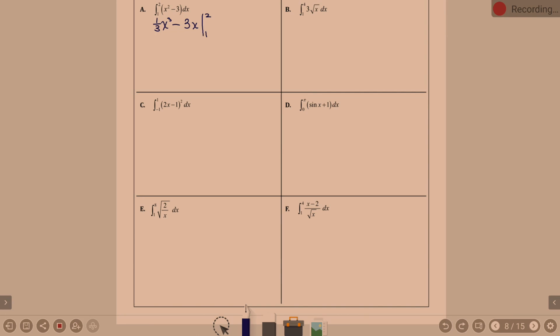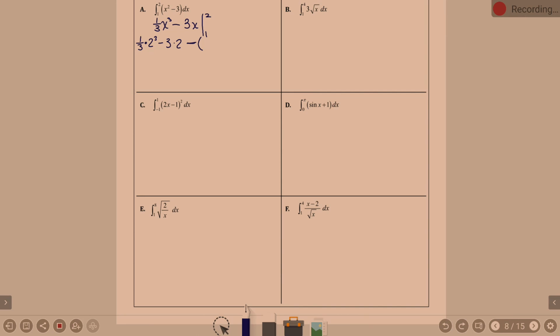Is that all you have to do? Well, we have to actually plug in the numbers. So now, that whole F of b minus F of a: plug in the upper limit minus plug in the lower limit. And I'm going to write it all out. So I'm going to write it as 1/3 times 2 cubed minus 3 times 2. That's plugging in the upper. Minus, parentheses are hugely important.